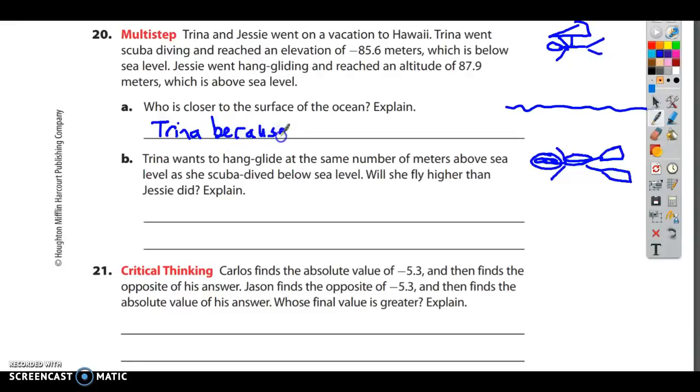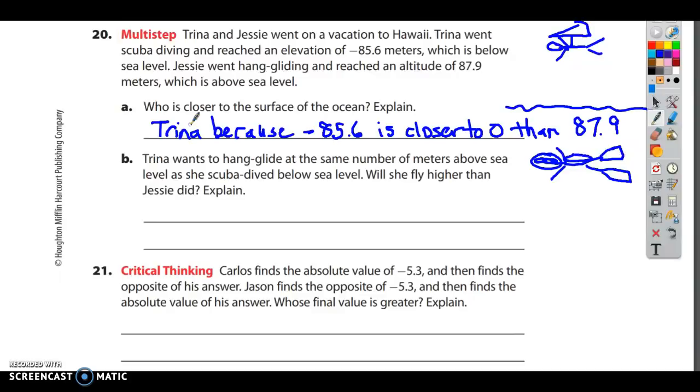Because negative 85.6 is closer to 0 than positive 87.9. I know that's a tiny bit messy because, like I've told you in the past, it's kind of hard to write on a tablet. Trina, because negative 85.6 is closer to 0 than positive 87.9.